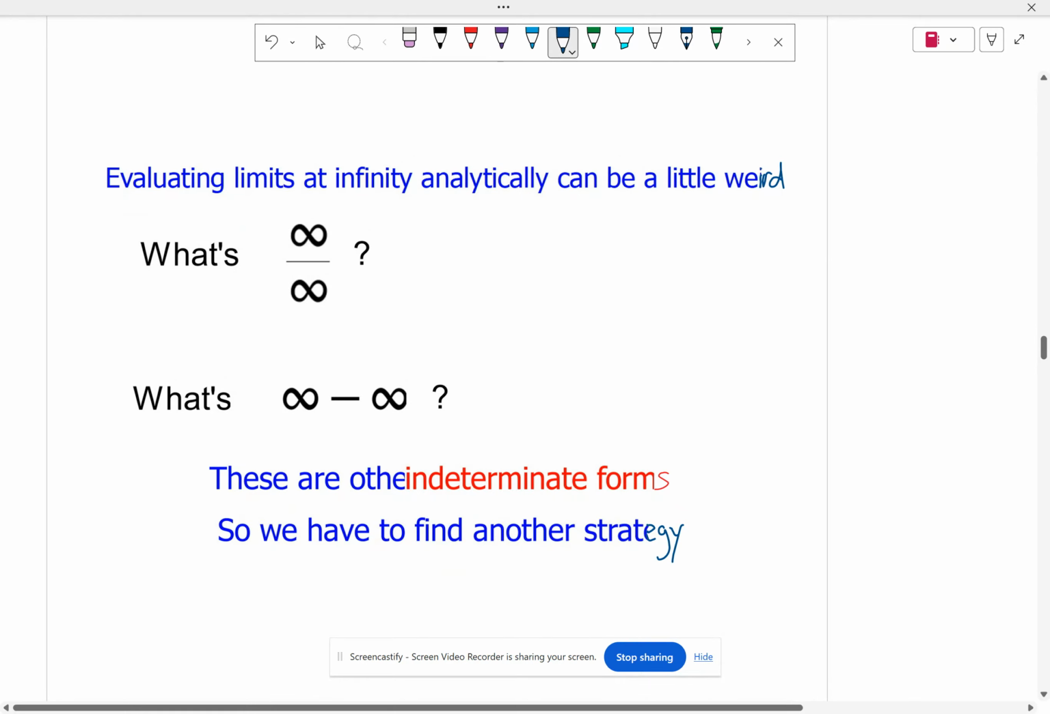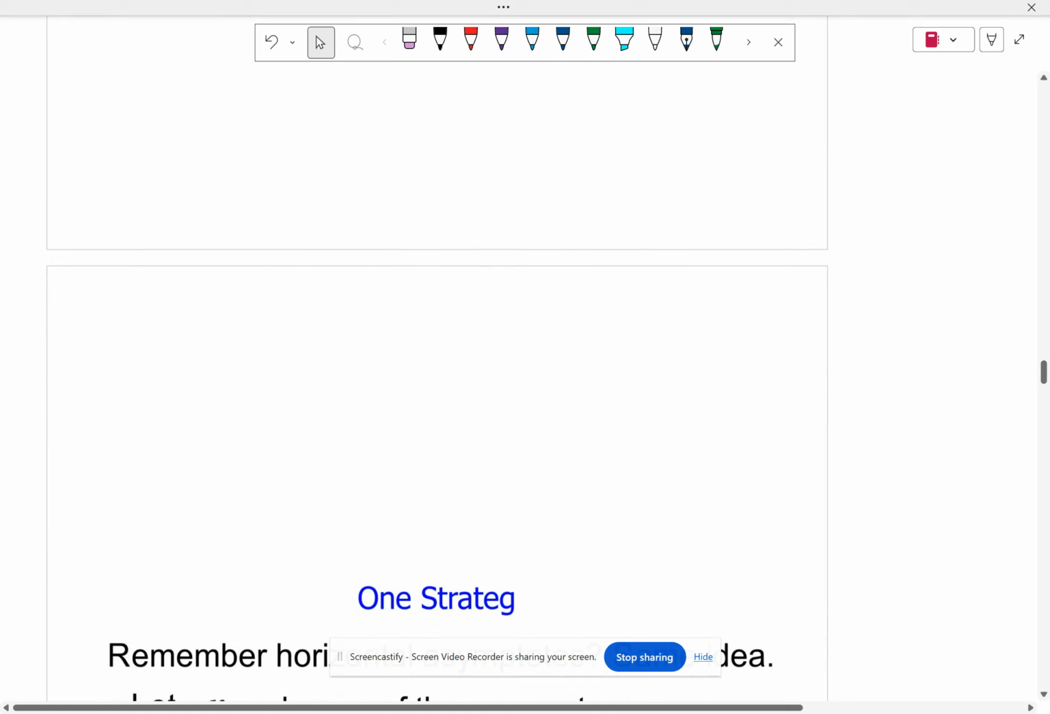So evaluating limits at infinity analytically can be a little weird. Anytime you get a function where, as x goes to infinity, you have an infinity divided by infinity case or infinity minus infinity case, we don't know what that is. Infinity divided by infinity, is that 1? Is it 0? Is it negative 3? Same thing with infinity minus infinity. All of these are indeterminate forms. We do not know what they are until we do a little bit more work. So we have to find some other strategies. And luckily, one of them we've already used before.